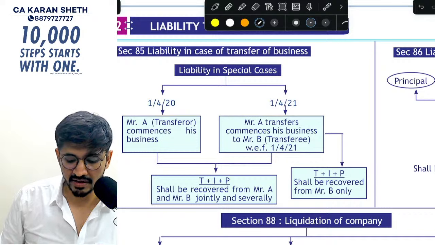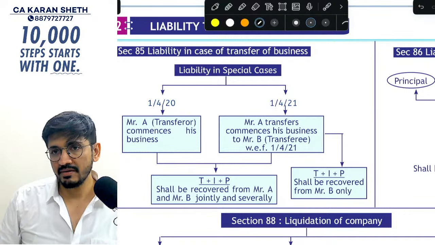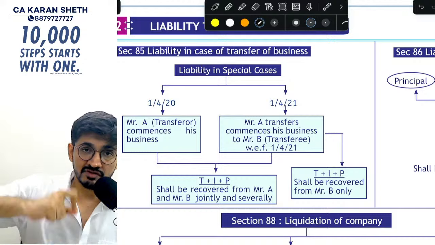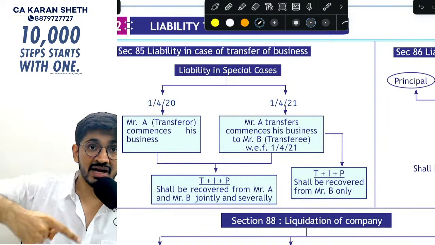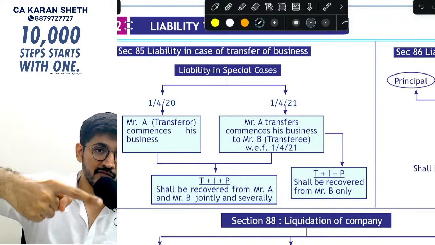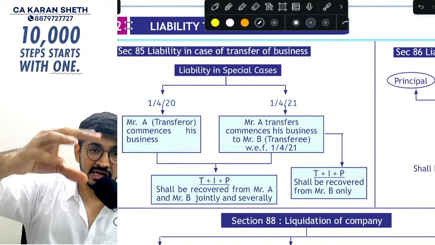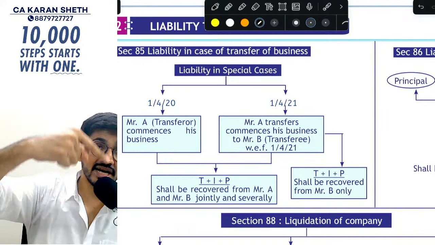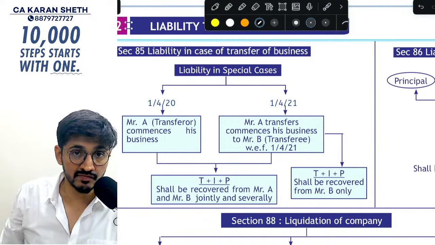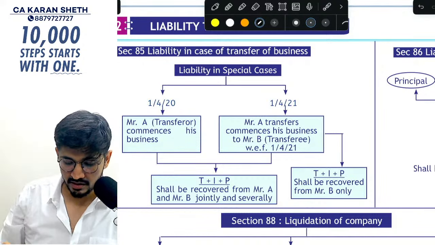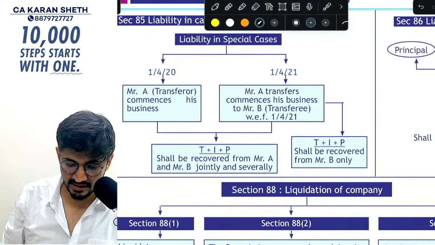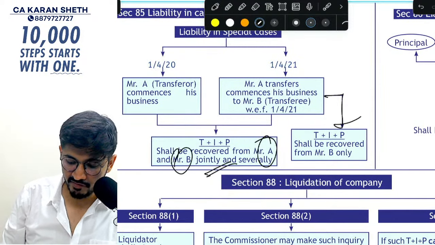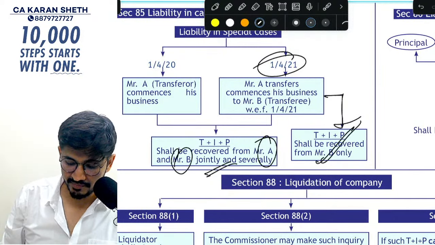Understand, in that case, my dear friends, very simple, up to the date of transfer, the transferor and transferee both are jointly and severally liable for the tax, interest, penalty, and late fee liability. But post the date of transfer, obviously it's the transferee who is liable. Are you getting it? Yes. A and B both jointly and severally, and after 1/4 it is only B.